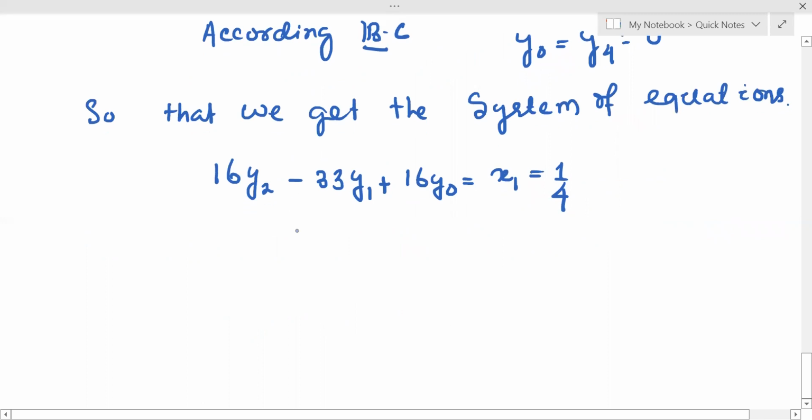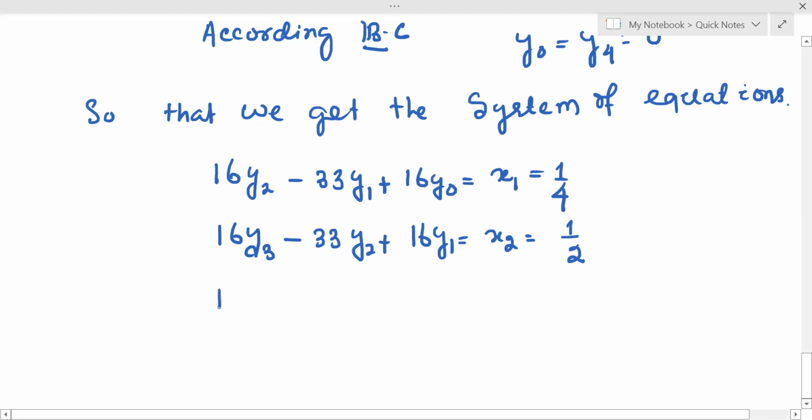Second equation, put i equal to 2: 16 y3 minus 33 y2 plus 16 y1 is equal to x2, that is equal to 1 by 2. Again for i equal to 3: 16 y4 minus 33 y3 plus 16 y2, which is equal to x3, that is equal to 3 by 4.